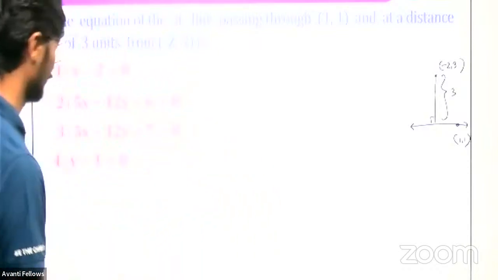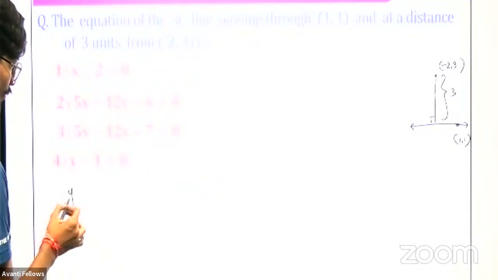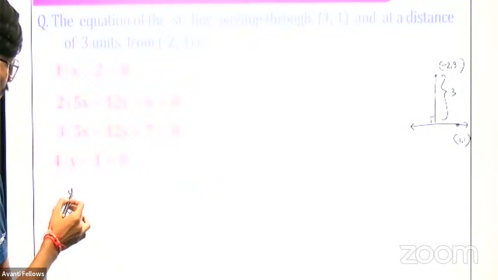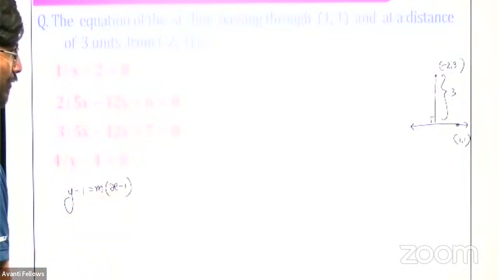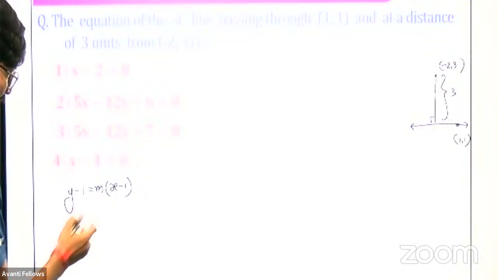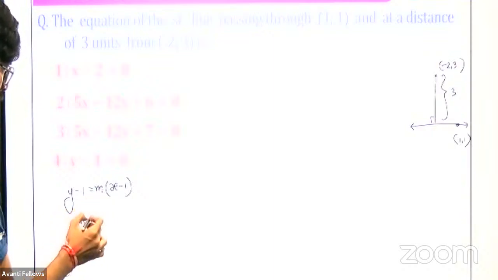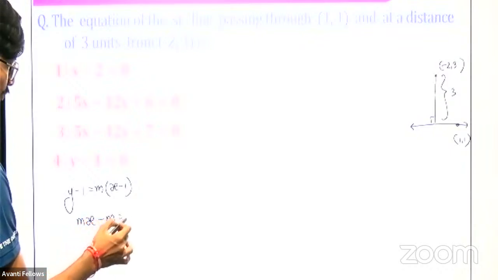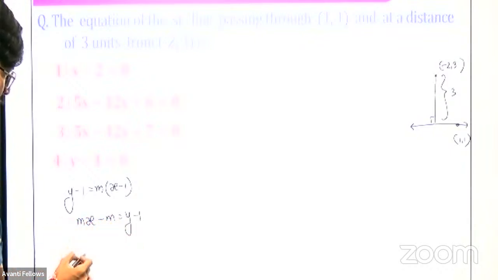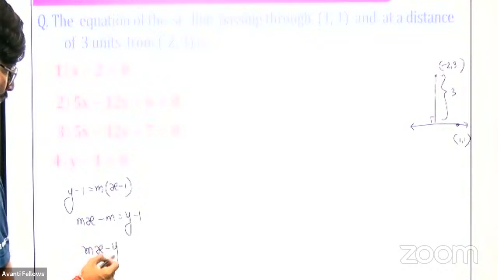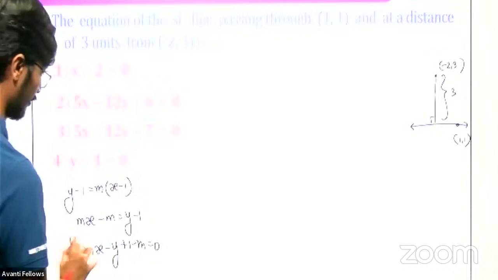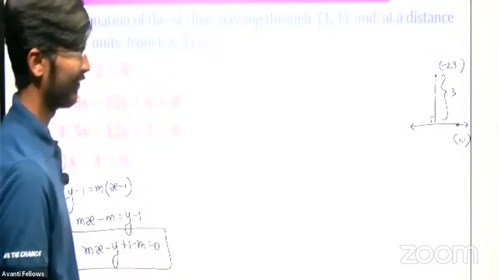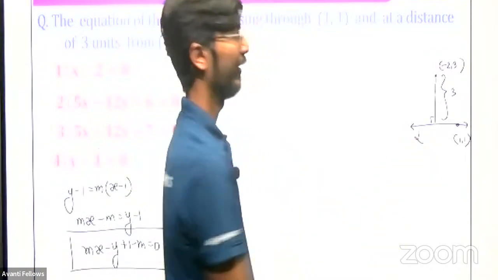Let us write the equation of line in slope point form. So y minus y1 is equal to m times x minus x1. So what equation did I get? I got mx minus m is equal to y minus 1. Let's bring everything to the left hand side. So mx minus y plus 1 minus m is equal to 0. So this is the equation of the line L which passes through the point 1, 1.